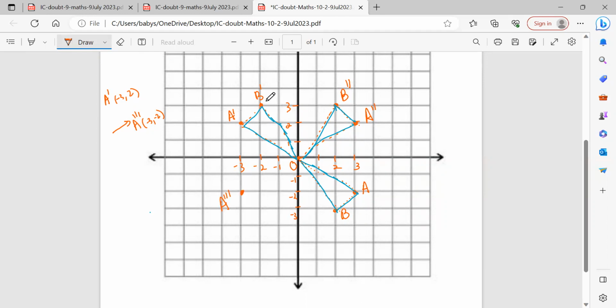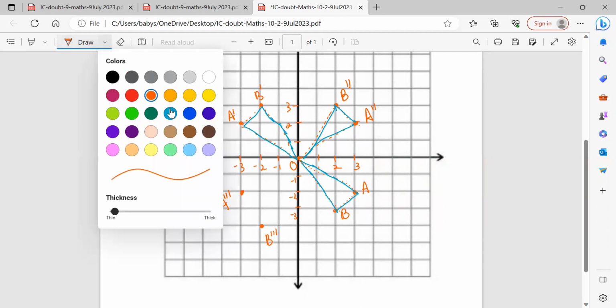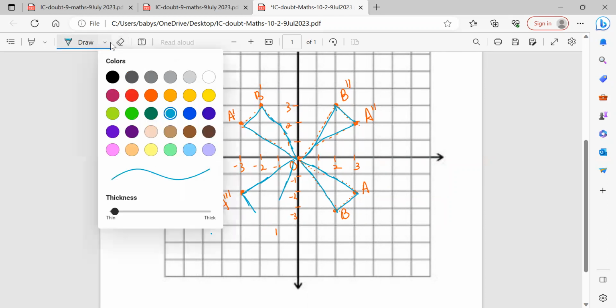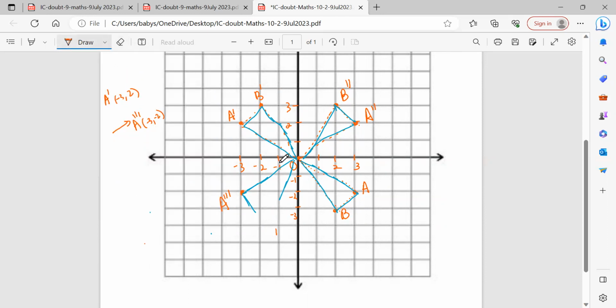Likewise, B is minus 2, comma 3. It will become minus 2, comma minus 3. This will be the point B triple dash. So if you're going to join them, like before, if you're confused, you can use dotted lines, but mark the points prominently. Okay, wait, I think I made a mistake. This is not B double dash here. B double dash is here, that is minus 2, comma 3. Okay, so I made a mistake. Let me just erase this part.